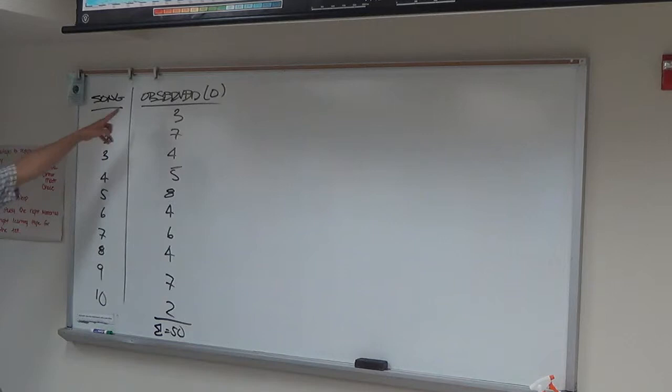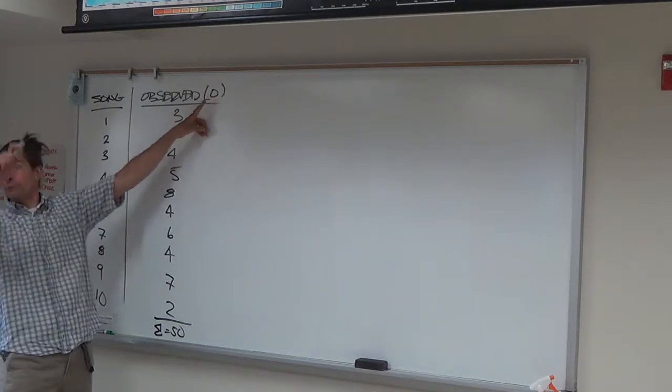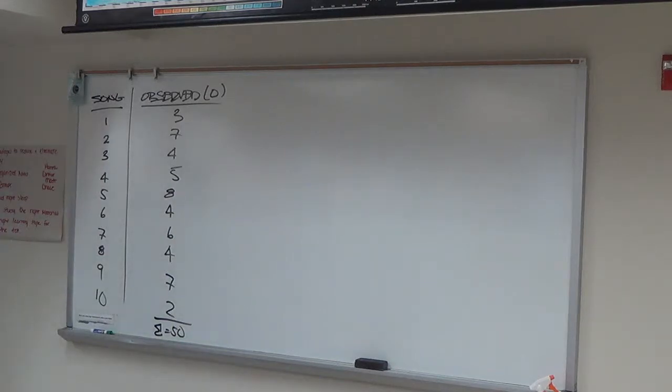Notice how I called that the observed. That's what we observed. That's fairly standard statistical language. O for observed. How can we test it for randomness?